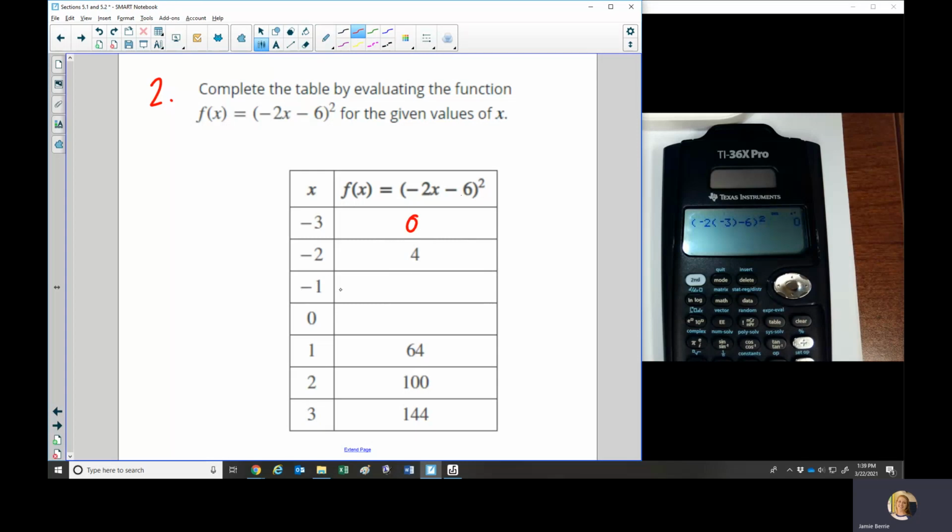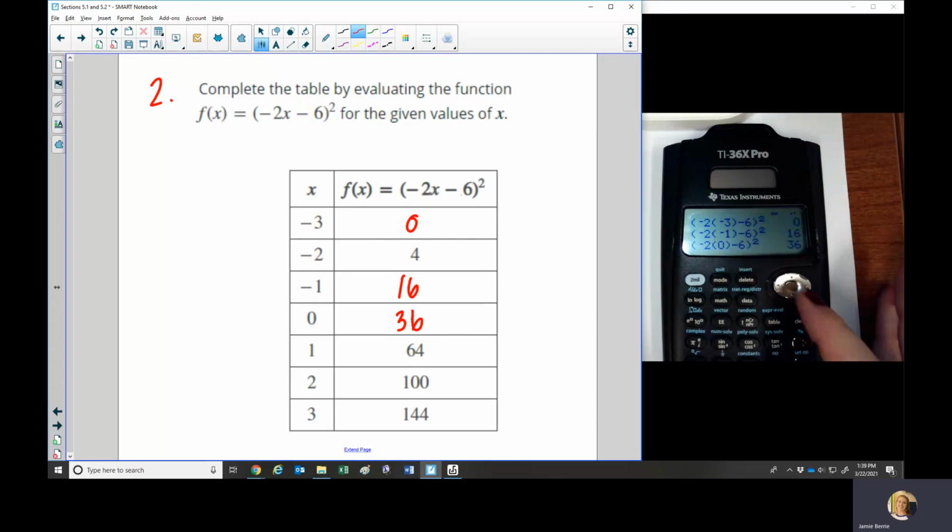Now we're plugging in -1. All right, so parentheses, -2, put a little -1 in parentheses because that's what we're multiplying by. -6, close parentheses, squared is 16. And then plugging in 0. So parentheses, -2 times 0, -6, close parentheses, squared is 36.